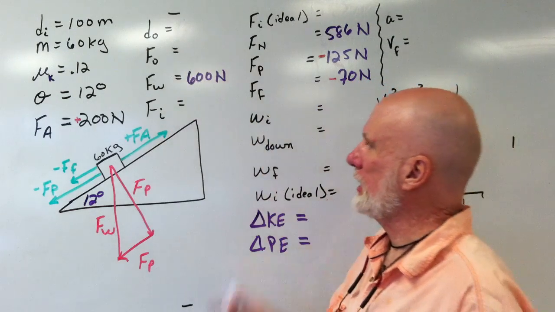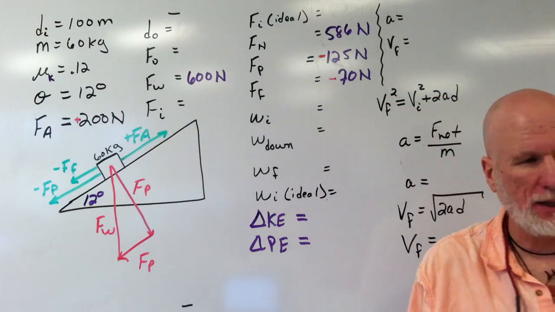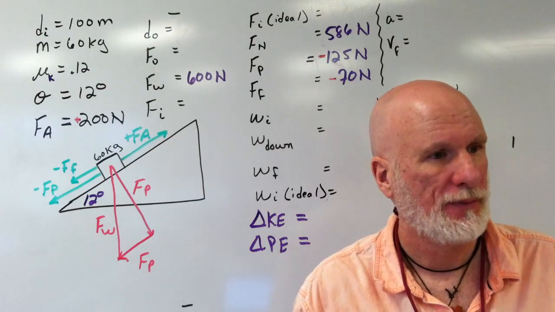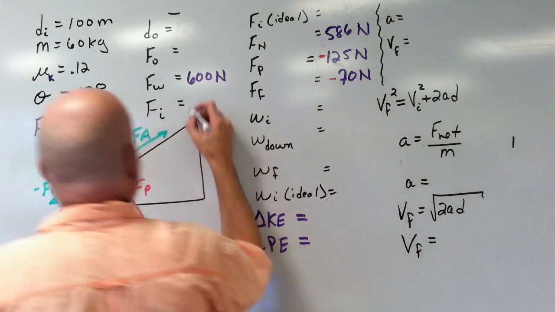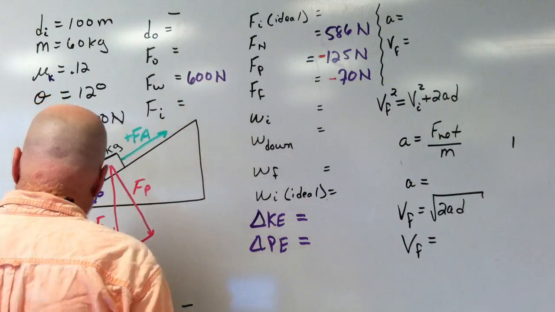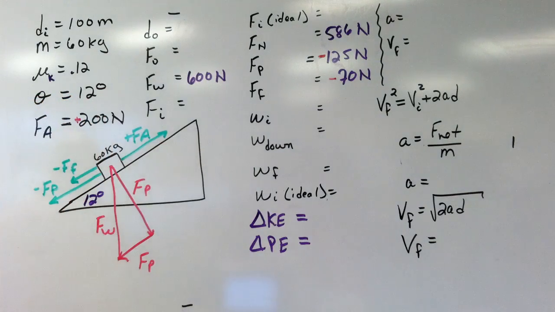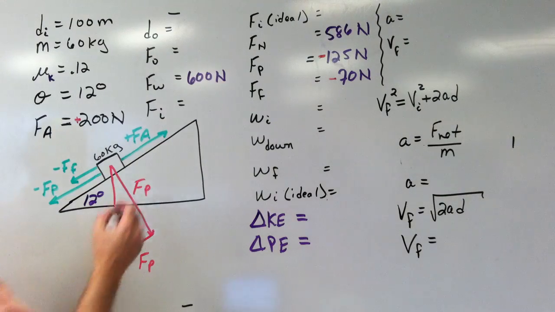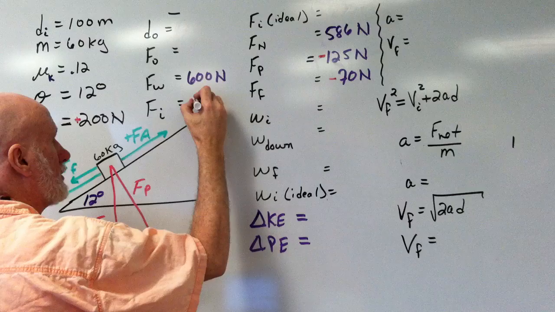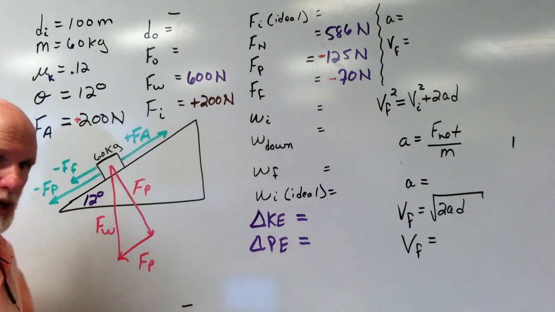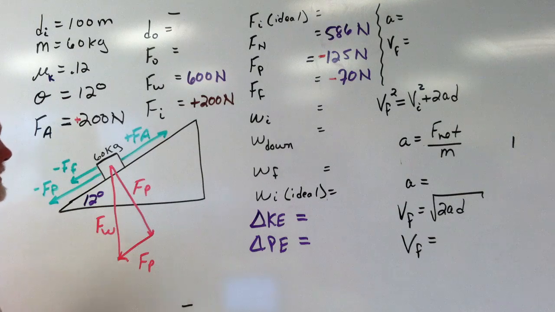What else can we do here? We can find FI. What's FI? 200 newtons. Let's do a color coordination scheme here. I don't have a lot to choose from. Let's see if this works. So what's this, 200 newtons? So it's plus 200 newtons. Nice and dark brown, I like that.